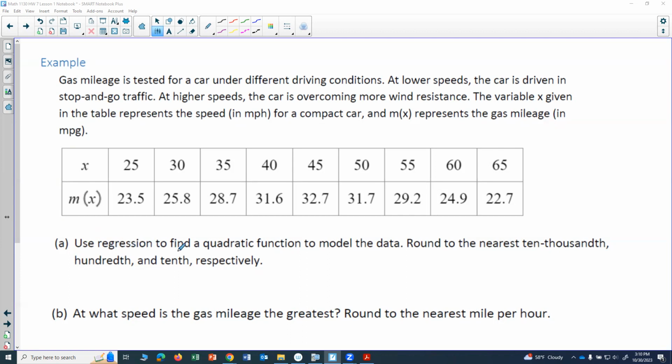Use regression to find a quadratic function to model the data, round to the nearest 10,000th, 100th, and 10th, respectively. So the first thing that's important to note here is that they're looking for a quadratic function. So that means we want a function that looks like this: y equals ax squared plus bx plus c. That's what a quadratic looks like.